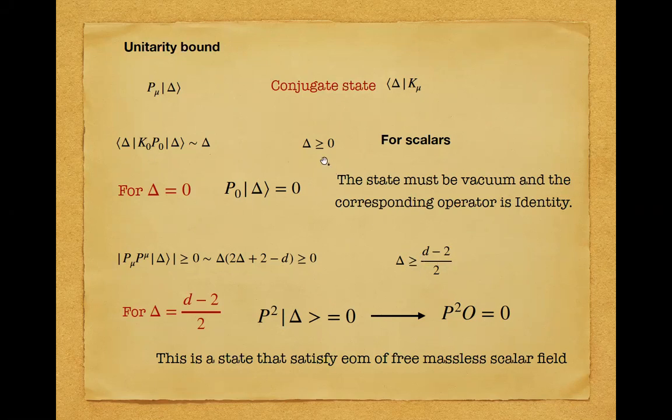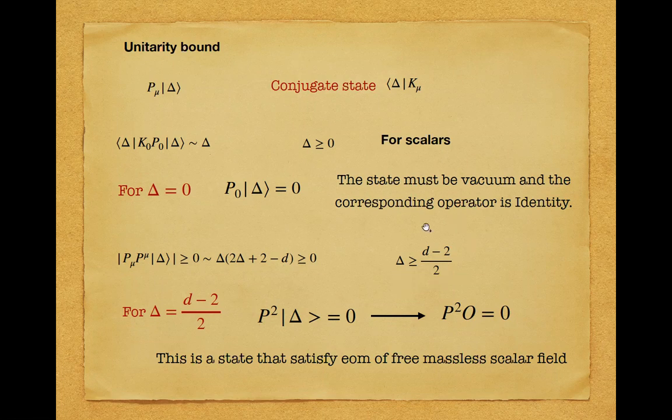Initially we were saying that delta has to be greater or equal to 0. But now we are seeing that delta has to be greater or equal to d minus 2 by 2 if delta is not equal to 0, because if delta is equal to 0, then this whole quantity would be 0 again. But if delta is not equal to 0, then delta has to be greater or equal to d minus 2 by 2, which is a stronger statement than this bound. So you should notice that you are already telling something about the spectrum of your theory. You are putting constraints on it by using just the conformal algebra.